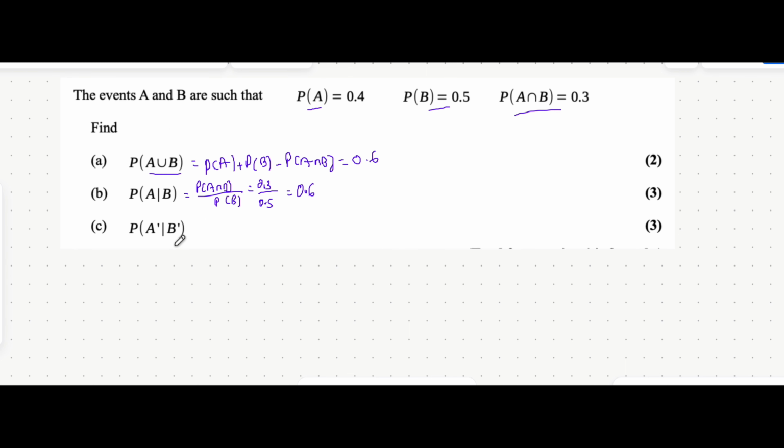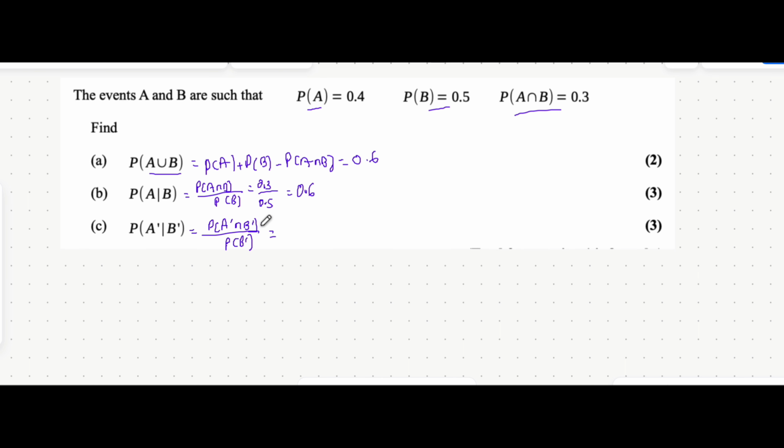Moving on to part C, not A given not B. So this is a bit more difficult. A few ways you can do this. You can draw a Venn diagram. You can also use the equation in this format here, but replacing A with not A and B with not B. So it will be not A intersect not B, all divided by the probability of not B.